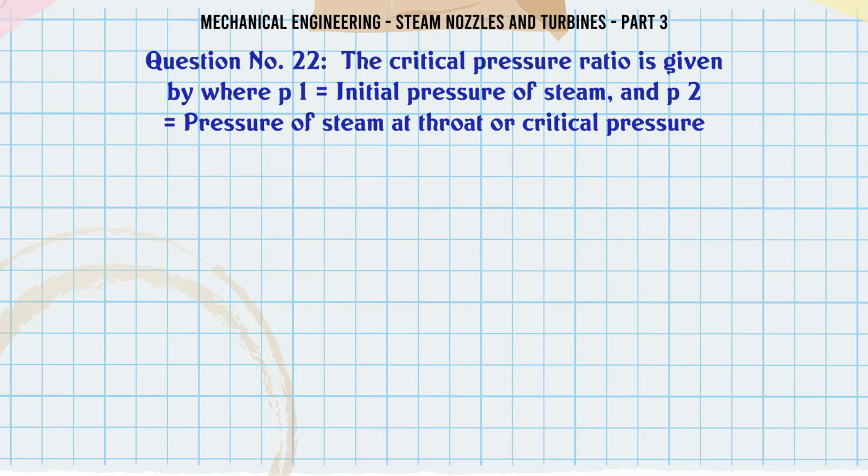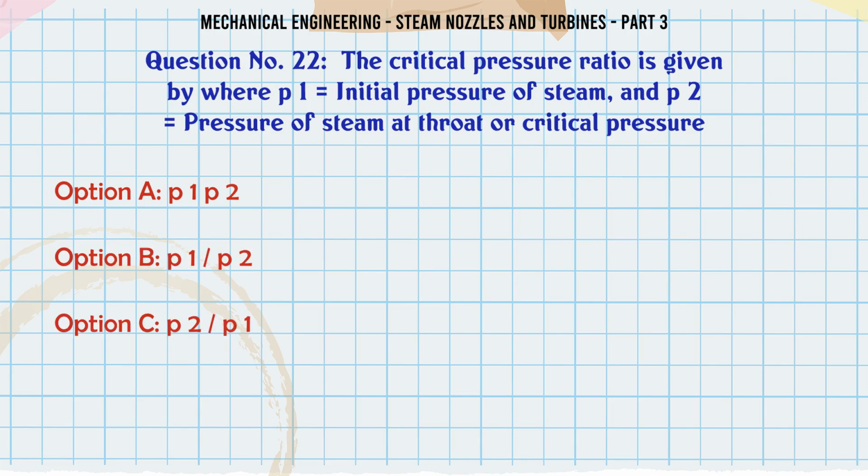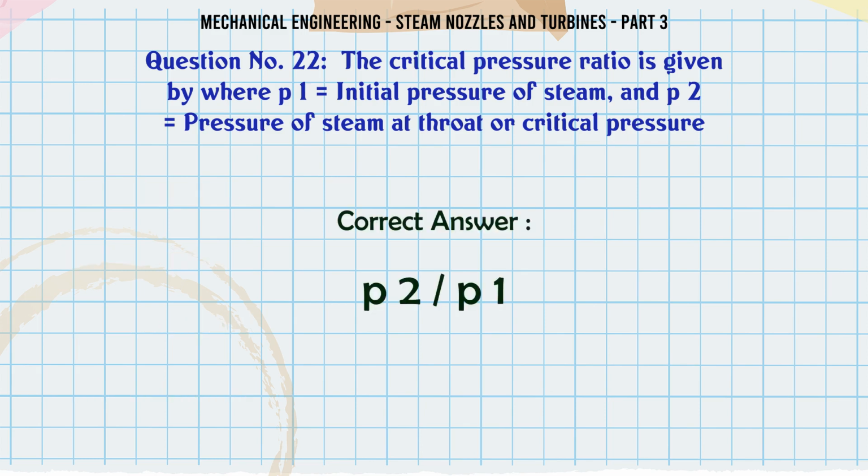The critical pressure ratio is given by, where P1 is the initial pressure of steam and P2 is the pressure of steam at throat or critical pressure. A. P1/P2, B. P1/P2, C. P2/P1, D. P1/P2. The correct answer is P2/P1.